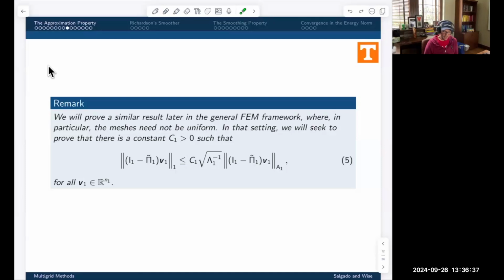Now, in the general finite element framework, when we're working in 2 dimensions and 3 dimensions and for any dimensions we want, we won't be able to show a simple estimate like that, but we'll be able to show something similar. We'll be able to show that the one norm or the Euclidean norm of that vector is related to the energy norm of the same vector. We can't show equality, but we're going to be able to show it with a constant, some constant which is independent of h, times the square root of 1 over the spectral radius.